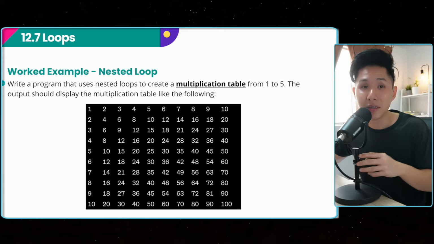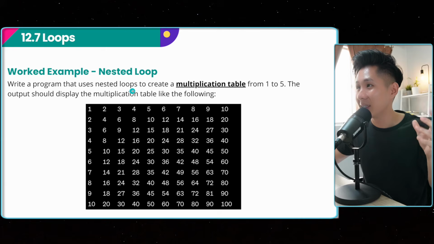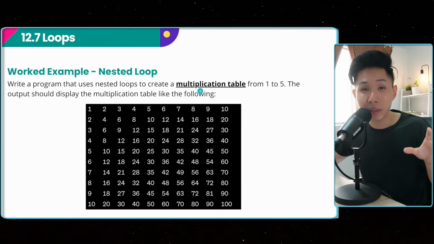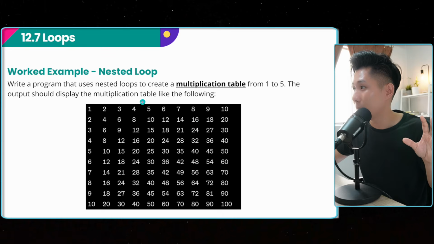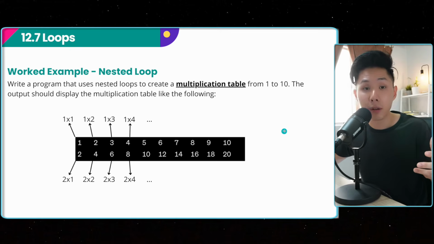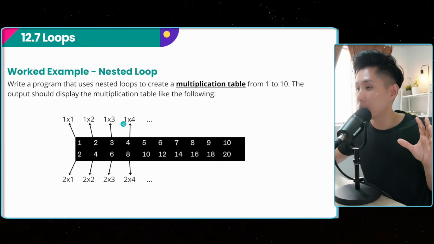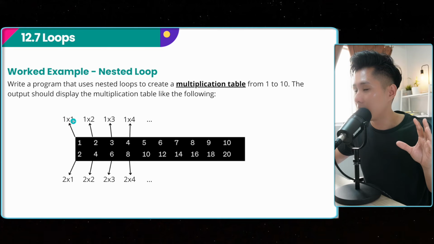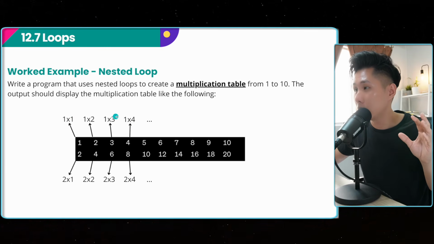So here is another nested loop exercise you can solve on your own. Write a program that uses nested loops to create a multiplication table like that. Meaning your program should output a multiplication table from 1 to 10, not 1 to 5, 1 to 10. To break this problem down before you start solving it, just know that this is how we construct a multiplication table. You have 1 times 1, 1 times 2, 1 times 3, 1 times 4. See, 1, 2, 3, 4.